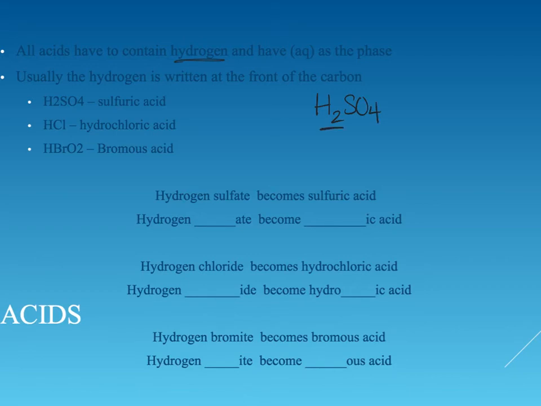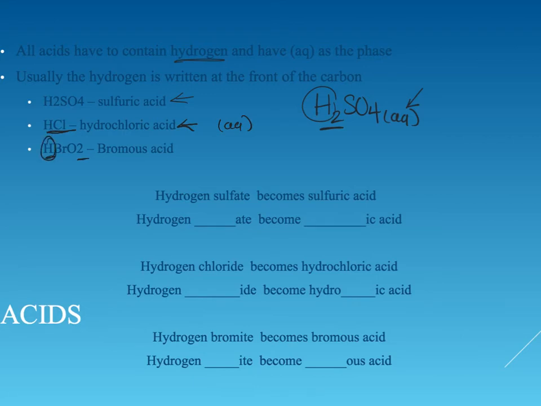So for instance, H2SO4 is actually called sulfuric acid. As soon as I see that, and usually it has this little phase behind it, this AQ stands for aqueous. That just means that it's surrounded by water molecules. It dissolves in water. There's also this one, which is hydrochloric acid. You'll see this a lot in the lab. Again, it will have an AQ behind it. And then this one, you'll see that it has a hydrogen also.